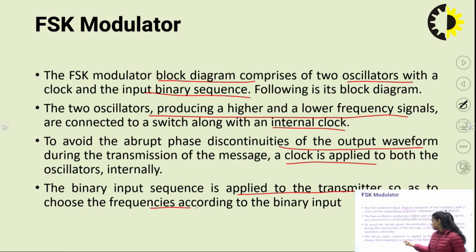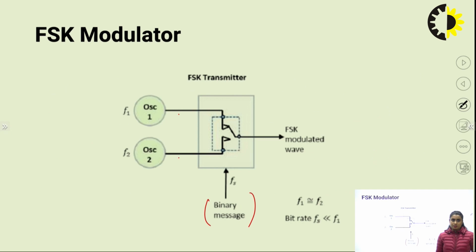So as to choose the frequencies accordingly. What frequencies are we using? F1 and F2. Here F1 we are considering close to F2, but the bit rate Fs must be much lesser than F1. Here again I have to take care of one thing, that my binary bit should be provided as input in such a way that the bit duration is always much higher than that of the carrier frequency.